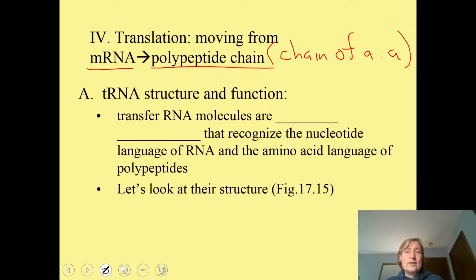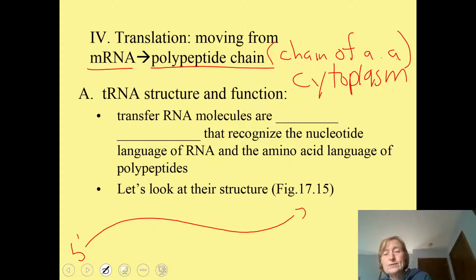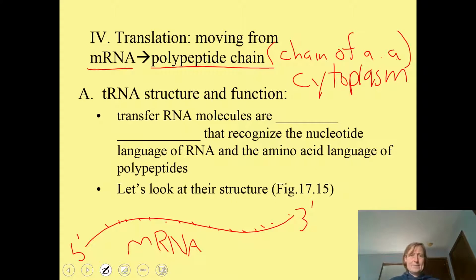Okay, first of all, think about where this happens. Where does translation happen inside a cell? It happens not in the nucleus. It happens in the cytoplasm. So we're sitting in the cytoplasm with an mRNA molecule, right? Here's our mRNA molecule. It's running 5' to 3'. It has a sequence of nucleotides on it, right? And it's been processed. It's now moved out of the nucleus, and now we're going to translate it.